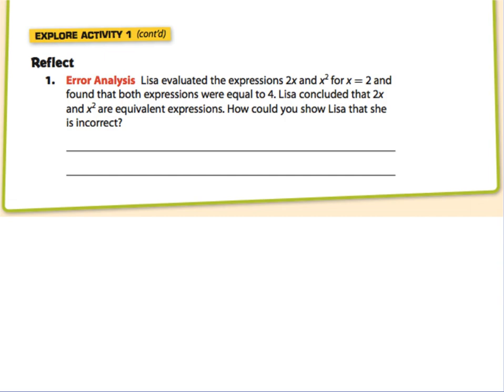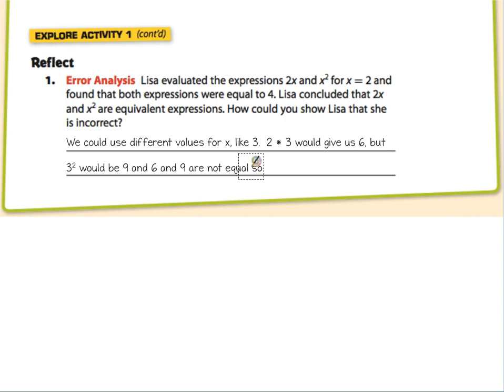So in this case, yes, both of them give us 4, but let's think of a different number that we could plug in because we said that's another way to check for equivalency. So I decided I'm going to go ahead and plug in the number 3. When I plugged in the number 3, I find that 2 times 3 would give me 6. But I also know that 3 squared would be 9. And I know that 6 and 9 are not equal. So since 6 and 9 are not equal, that tells me that 2x and x squared cannot be equivalent.